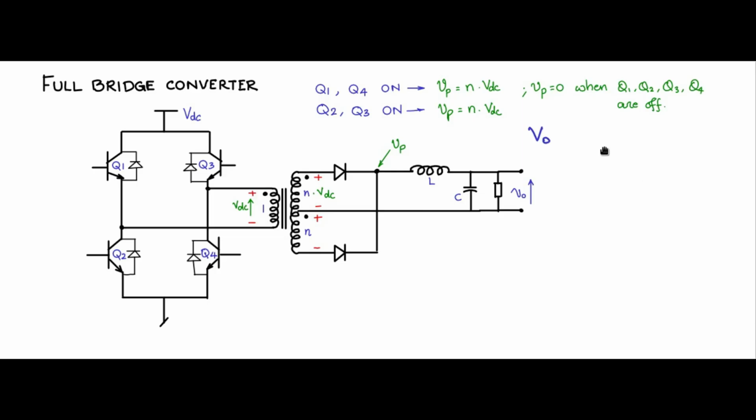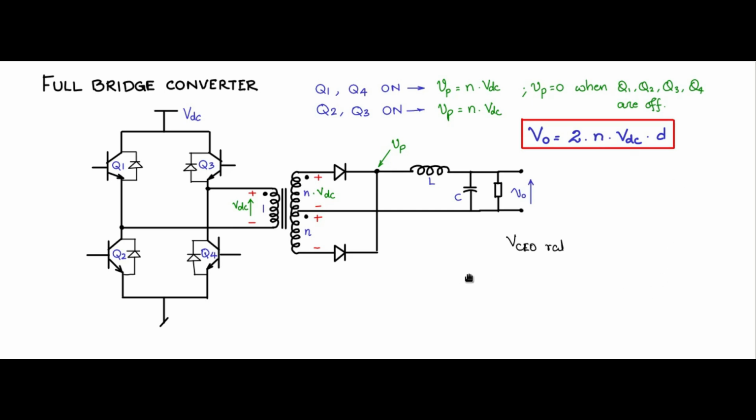So therefore, when you take V0 with respect to Vp, this is N times VDC. Vp is having double the duty cycle as that of the switches. So N times VDC into 2D. And rewriting, 2 into N into VDC into D. Now this is the input-output relationship for the full bridge converter.